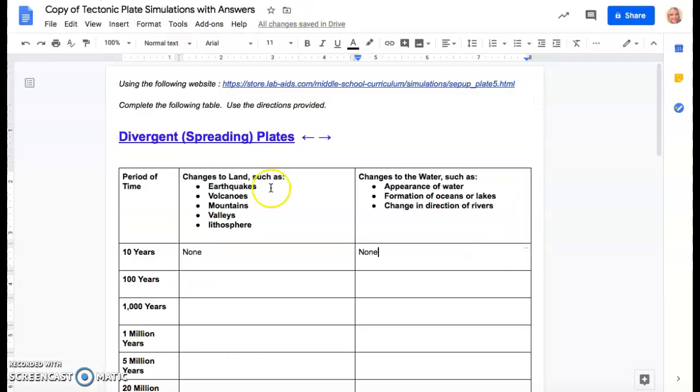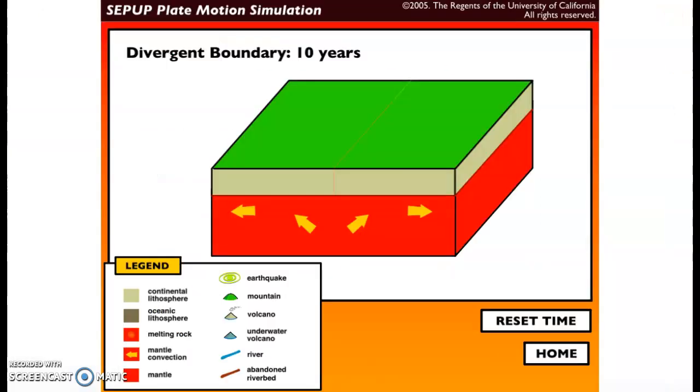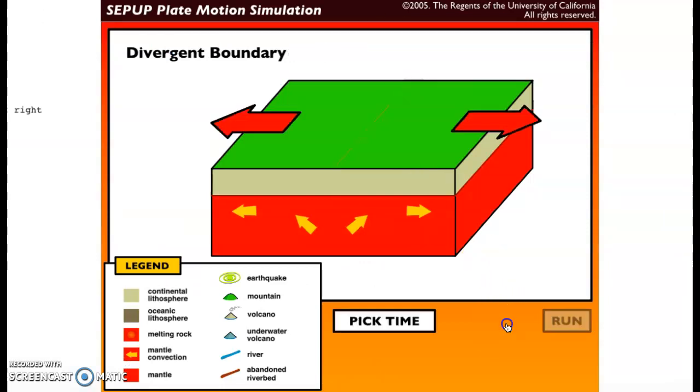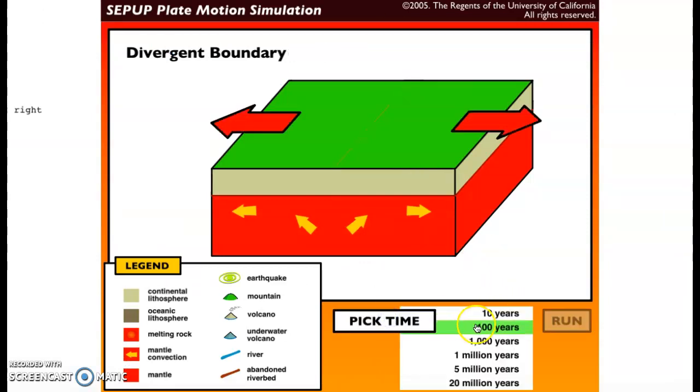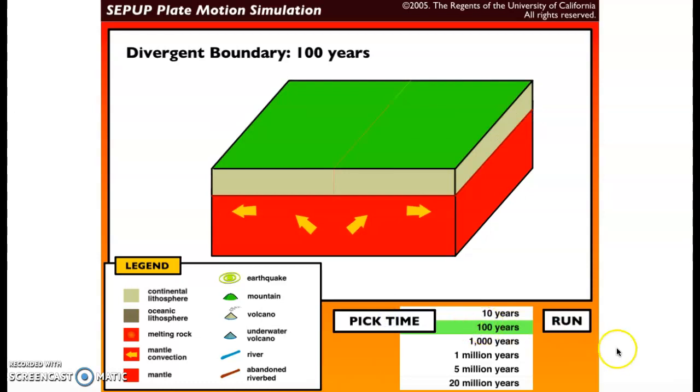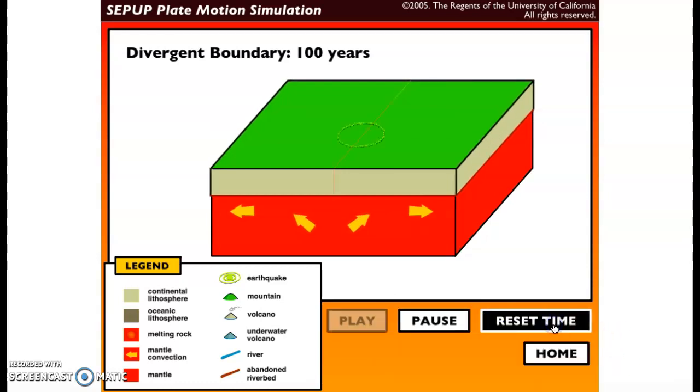So in my data table, I'm going to write none because after 10 years, there were no changes to the land. And after 10 years, there was no changes to water either. There was no water there at all, really. So I'm going to write none. Okay, next is 100 years. So I would go back to my simulation, reset my time, choose 100 years, and now click run.